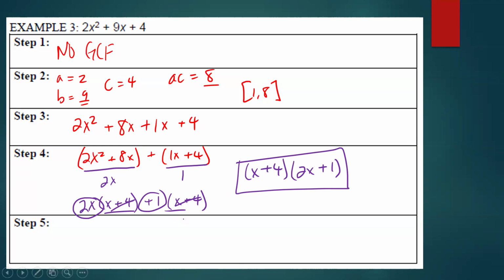Remember, for multiplication, the order you write the factors does not matter because it's going to be the same. If you're not confident what your answer is, what should you do? FOIL.